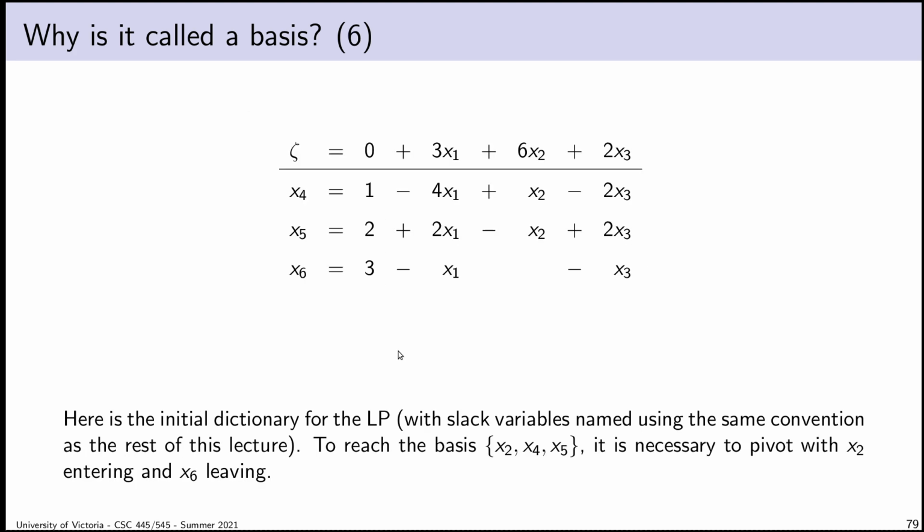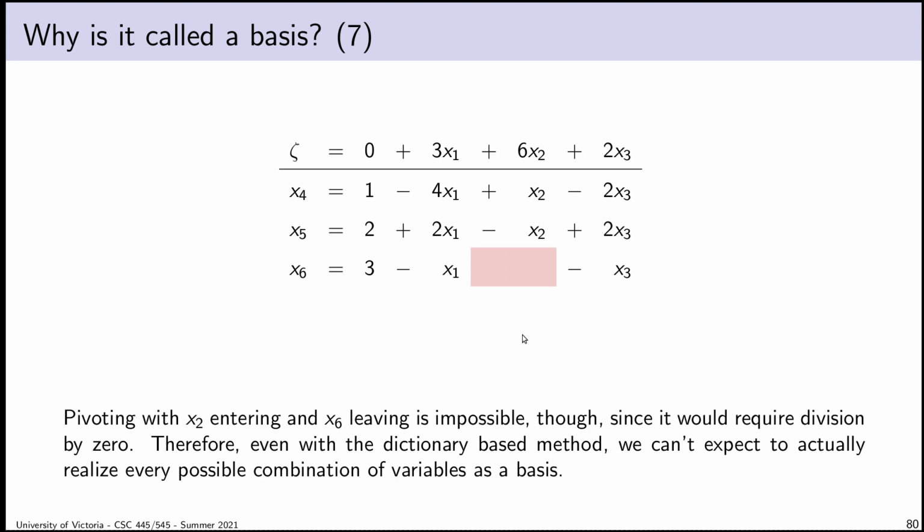So here is the initial dictionary for the same LP. And what I want to ask about is, what happens if I have the basis x2, x4, x5? So what I want is to put x2 in the basis. And you'll notice x4 and x5 are already there. So clearly the only way of getting x2 in the basis is to pivot out x6. So I wanted to pivot with x6 leaving and x2 entering. And I stare at it for a minute and I realize that in fact, I can't.